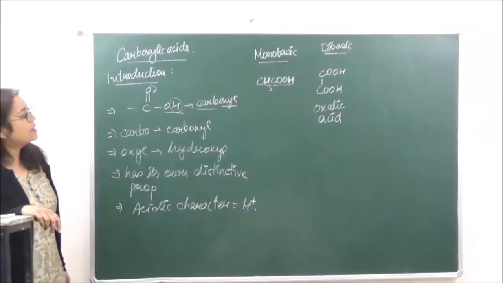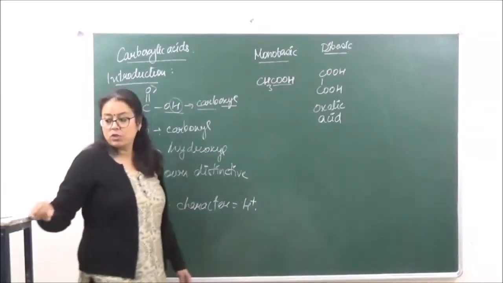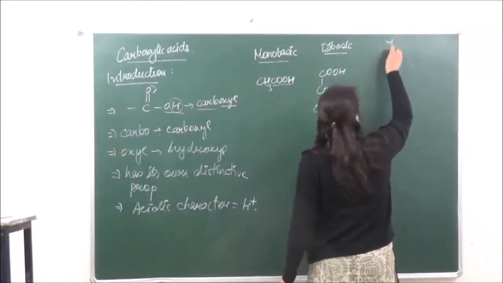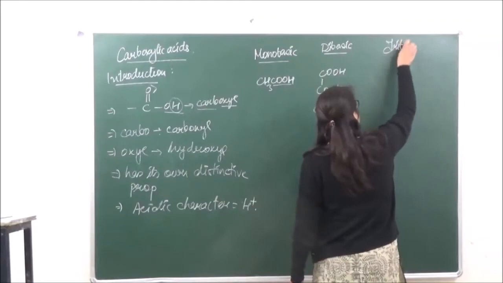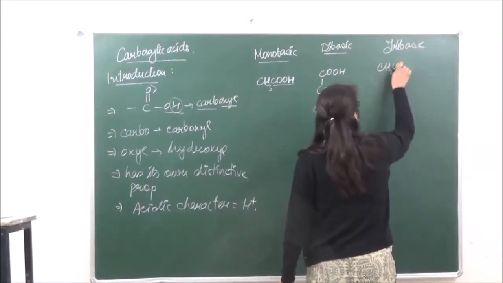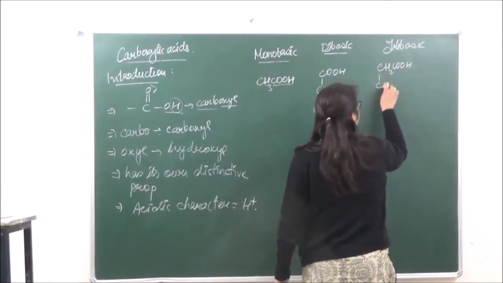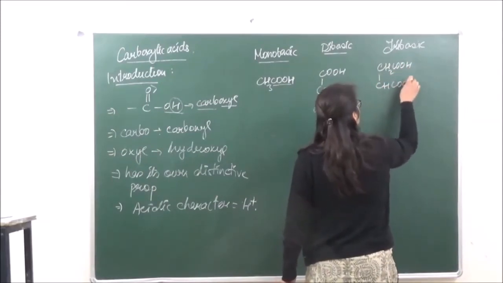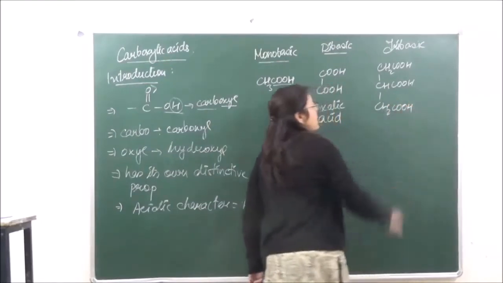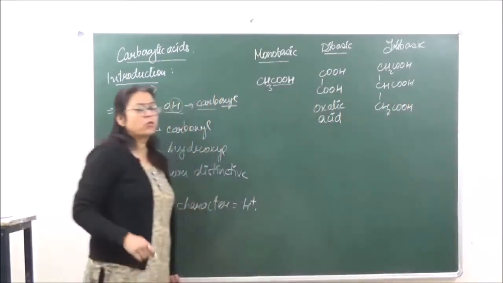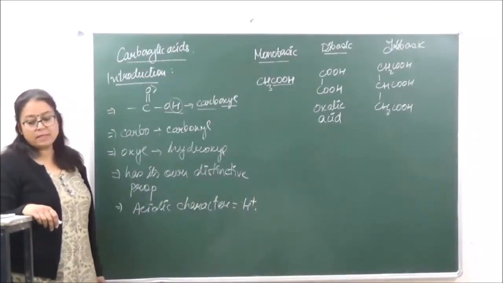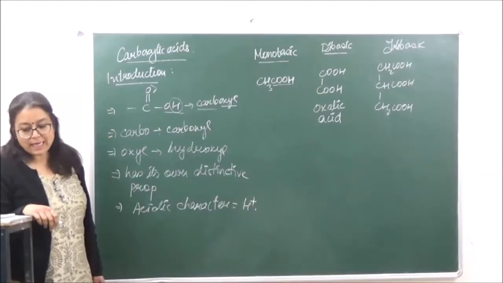Then we have a tricarboxylic acid, which has three COOH groups, and these acids are said to be tribasic in nature. For example, we have CH2COOH, CHCOOH, and CH2COOH. As you can see, there are three carboxylic groups present over here. Such acids are said to be tribasic or tricarboxylic acids.